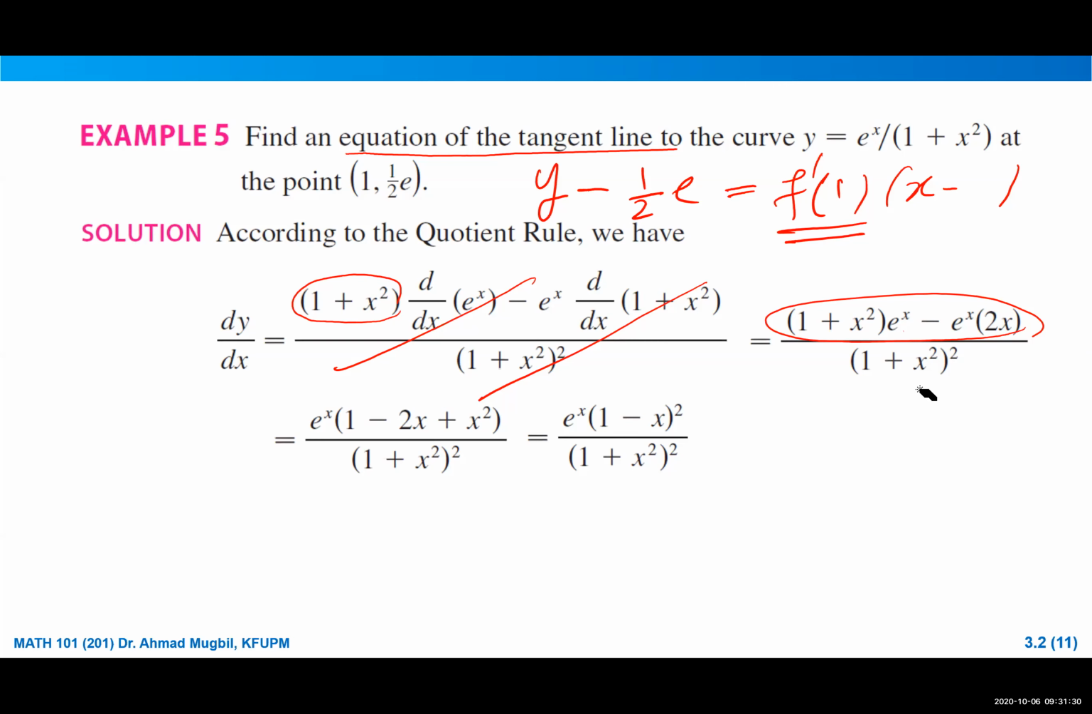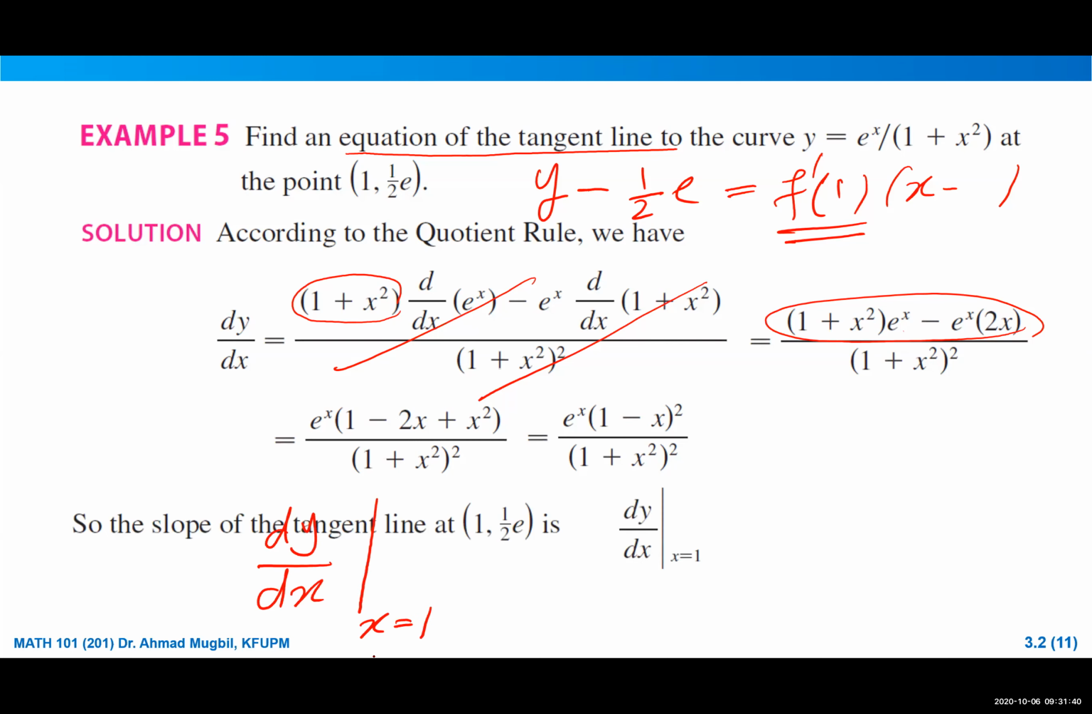Now what you need to do, you need to find the derivative of y with respect to x at x equals what? At x equals 1. So this is, I think, what he is going to do. What is this, Shabab? This is the same as f prime at 1. You know, this is the Newton notation. This is the Leibniz notation. So this means this.